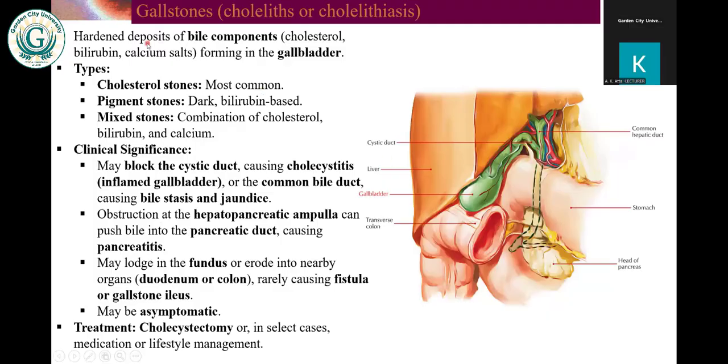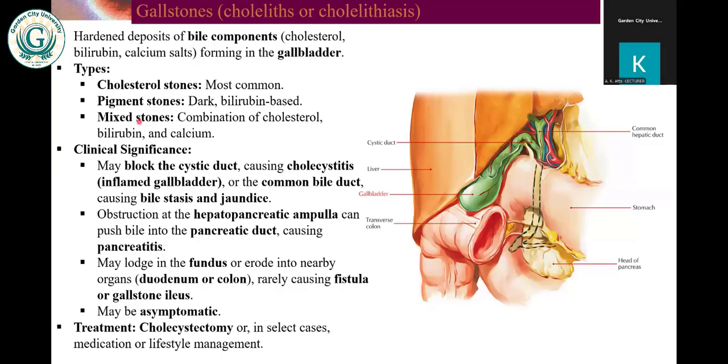Now, sometimes you can have gallstones forming. The gallstone is what we call cholelith. Then cholelithiasis is the condition. And the stone can be from cholesterol, calcium salt, or from bilirubin, which is actually a component of the bile. So you can have cholesterol stone, which is the most common. Pigment stone, here I'm talking about the bilirubin base. Then you can have a mixture of both cholesterol and bilirubin.